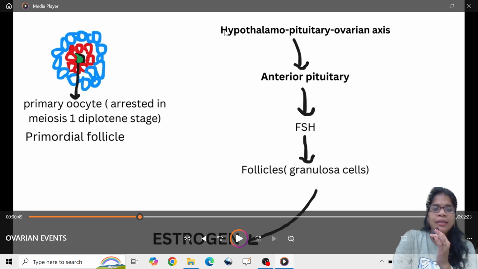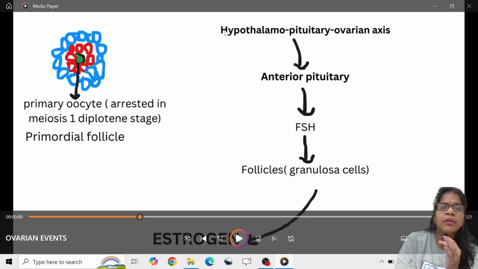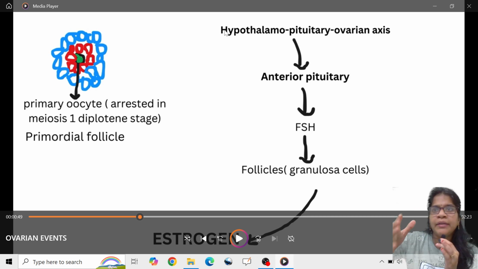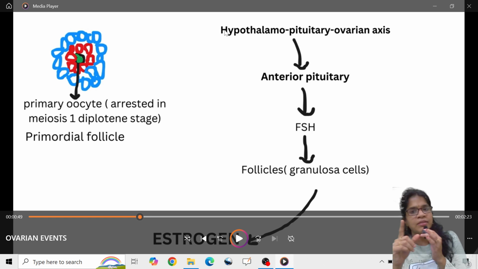I told you about the pituitary gland, right? The pituitary gland is a master gland which takes control of all the important hormones regulated in your body. You already know the anterior pituitary and the posterior pituitary. If you want that, I'll also link it in the description. The anterior pituitary produces a hormone called follicle stimulating hormone. Then there is an axis called the hypothalamus pituitary ovarian axis. This gets activated once the girl enters puberty, when she's about to mature. That leads to the anterior pituitary releasing follicle stimulating hormone.